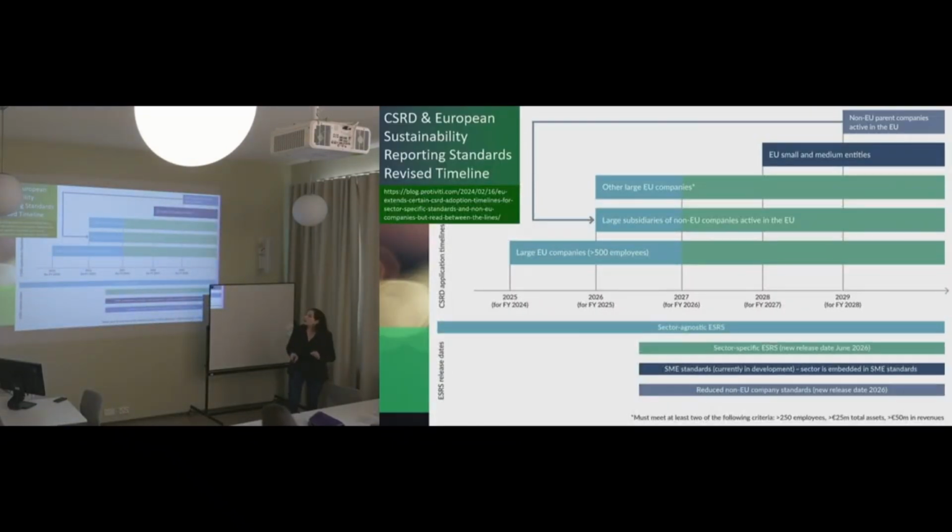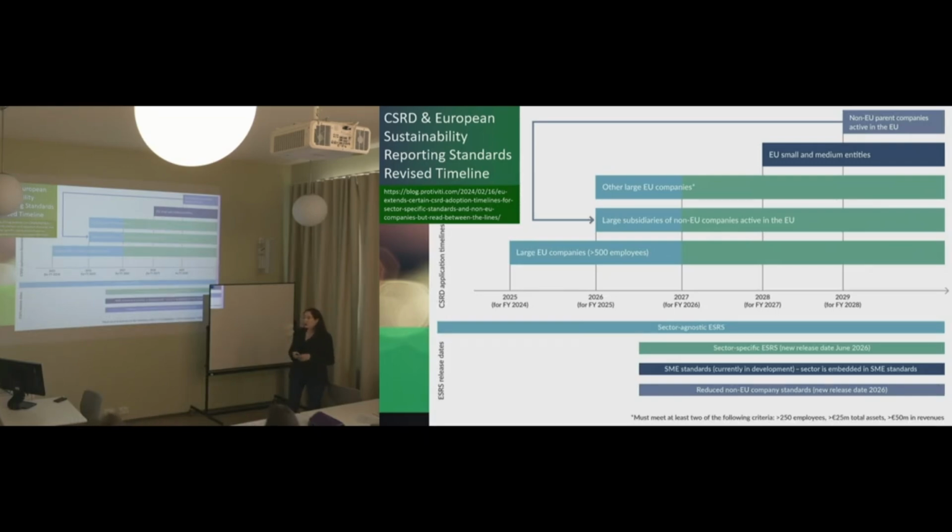This is a reporting schedule, and I wanted to point out that the large EU companies here are going to be the first to have to report. This green bar is the sector standards. So in 2026, it got pushed out 2 years. They're going to need to report based on their sector-specific parameters.